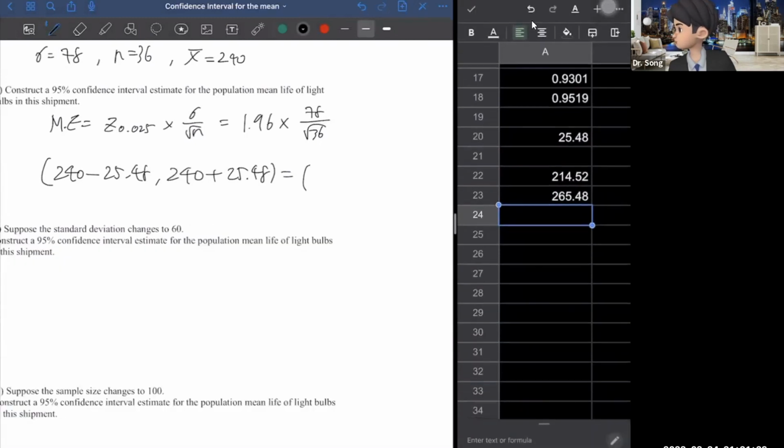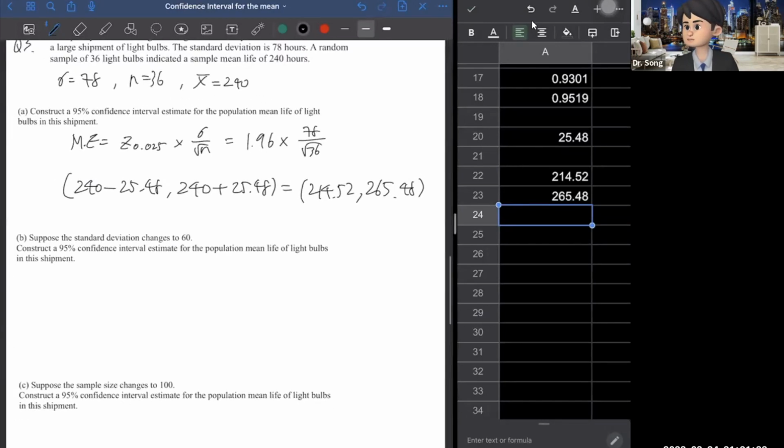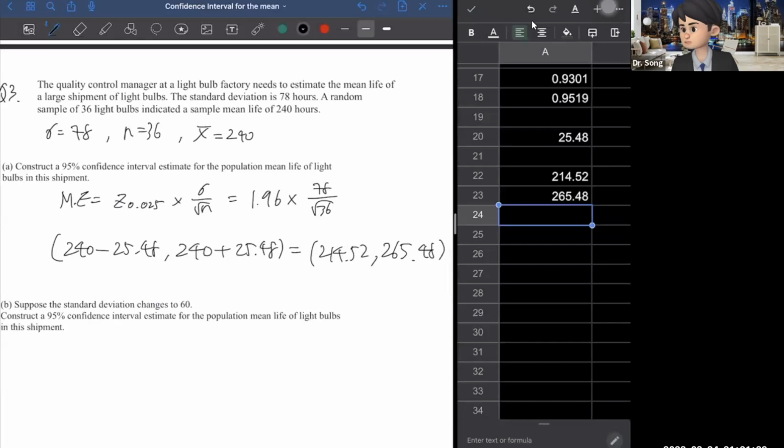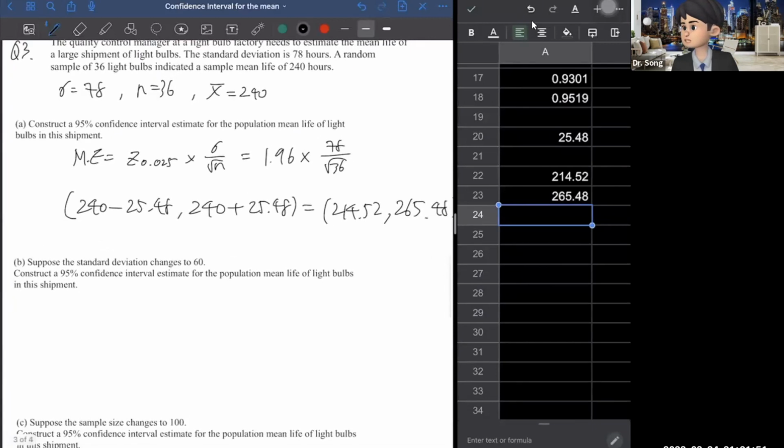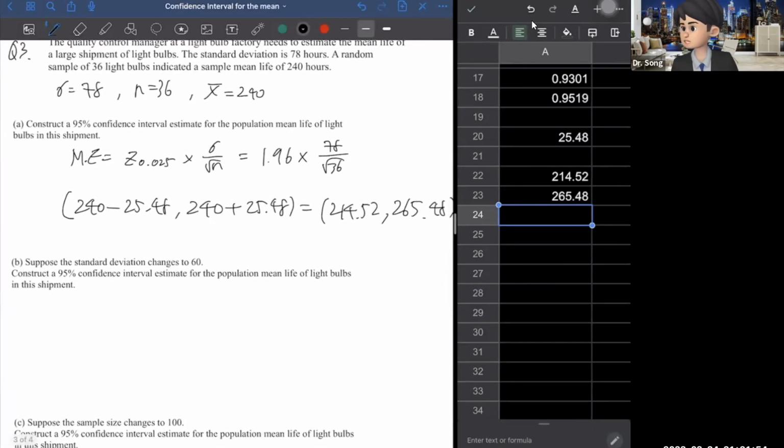So the lower bound is 214.52. Upper bound is 265.48. So the interpretation is we are 95% confident that the population mean life of light bulbs in the shipments would be located between 214.52 and 265.48 hours. Now, question number B. Suppose the standard deviation changes to 60. It was 78, but it decreased to 60. And then we want to construct the 95% confidence interval.